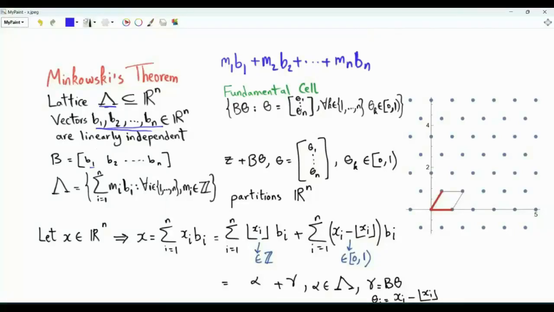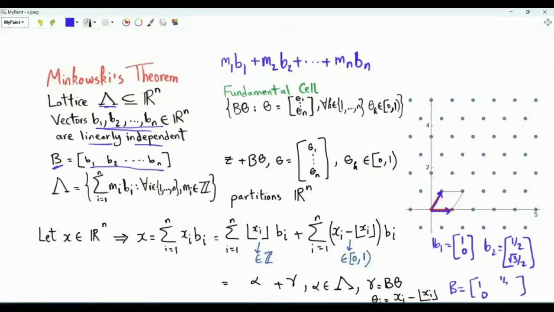The vectors can be collected in one matrix. In this case, the matrix will be a square n by n matrix that is invertible because those vectors are linearly independent. This is an example for a lattice in 2D. Here, b1 is equal to (1, 0), and then there is another vector, b2, which is (1/2, square root 3 over 2). The 2 by 2 matrix B is the matrix with elements 1, 0, 1/2, square root 3 over 2.